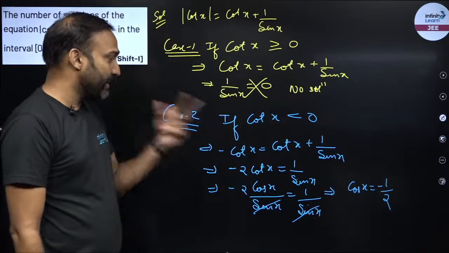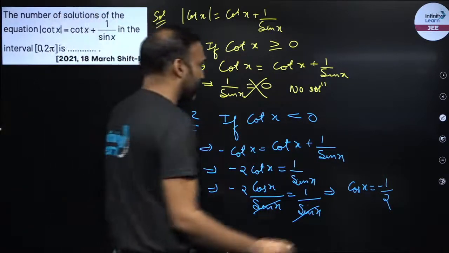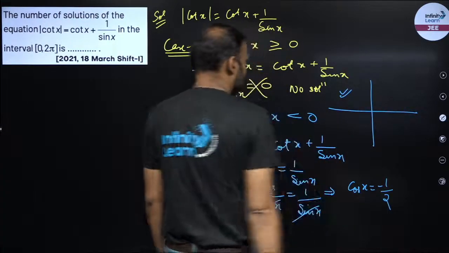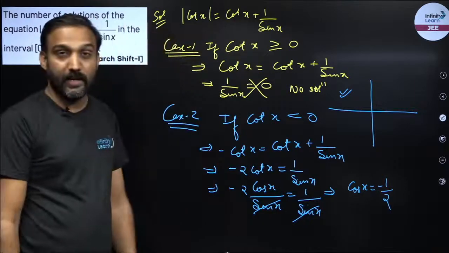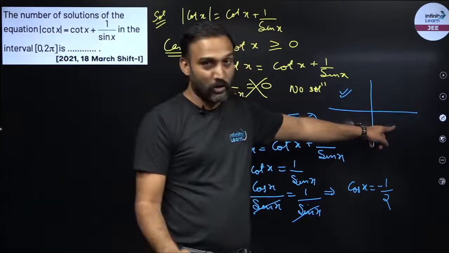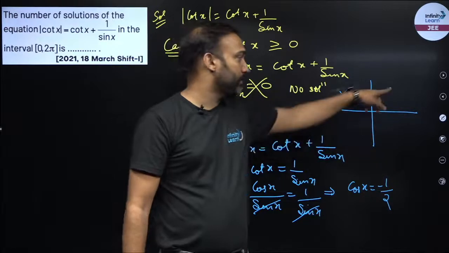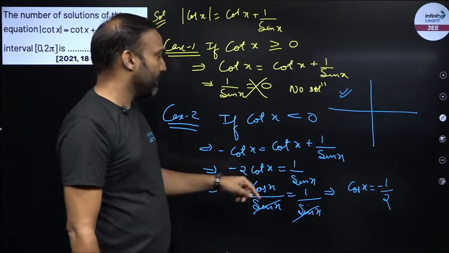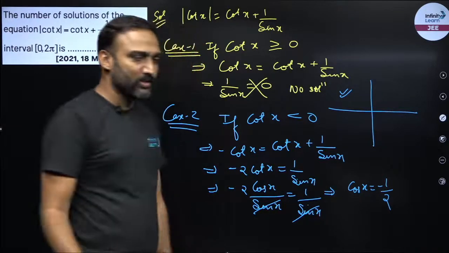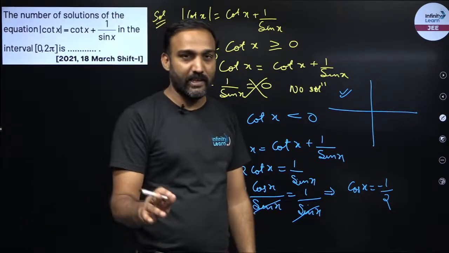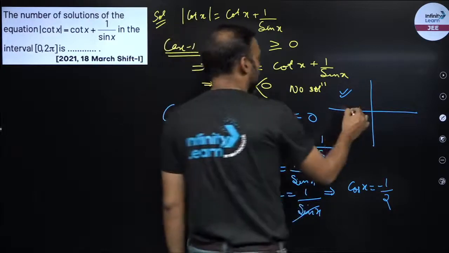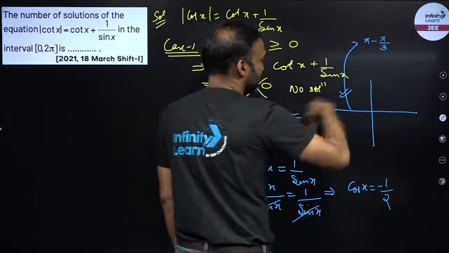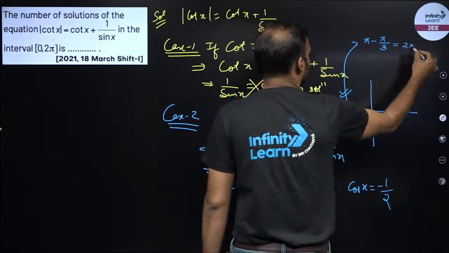So cot x is negative, cos x is also negative. This will happen only in the second quadrant where cot and cos both are negative, right? Over here in the fourth, cos will be positive, here cot will be positive, here both will be positive. So I know my x will belong to the second quadrant and cos x is equal to minus half. So cos x is equal to half will happen for 60 degrees. So minus half will happen for pi minus pi by 3. So pi minus 60 degrees, that is 2 pi by 3.